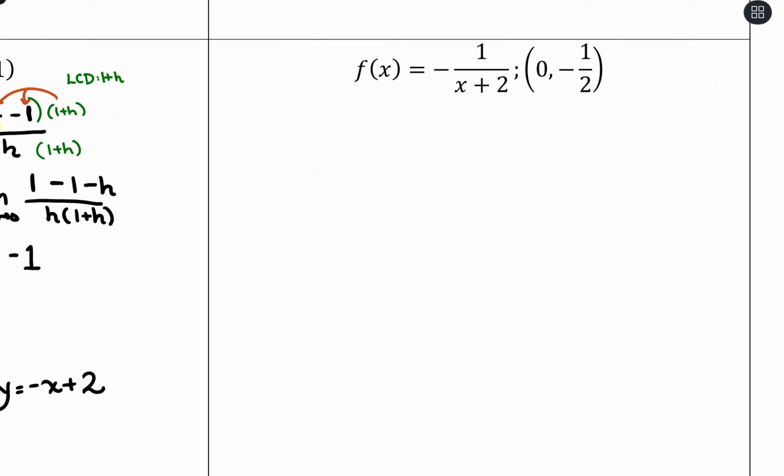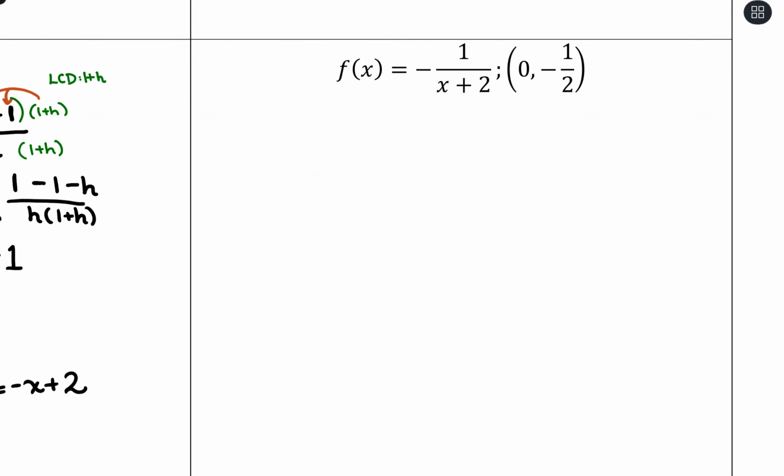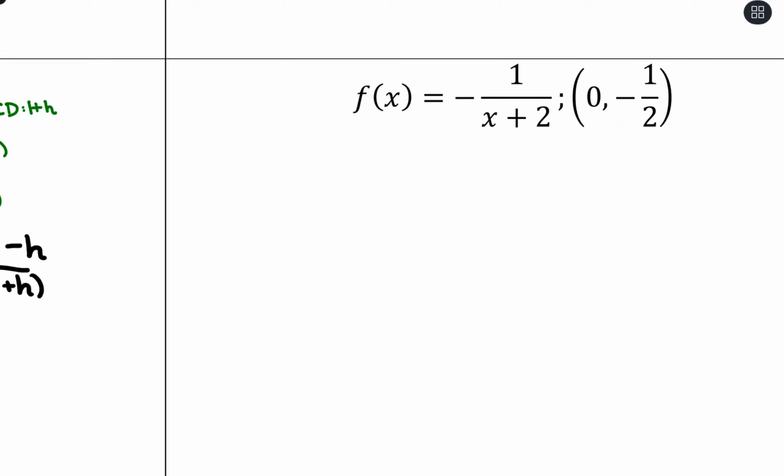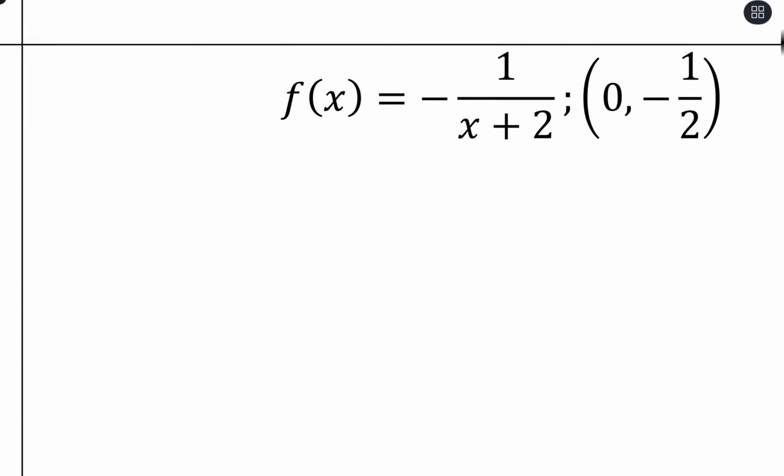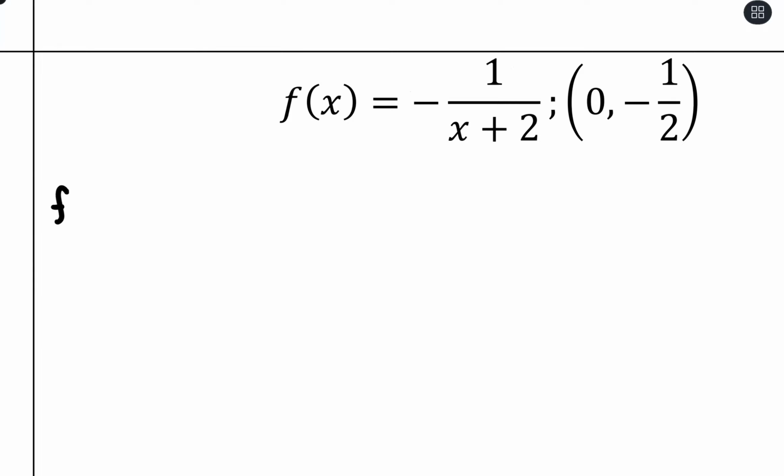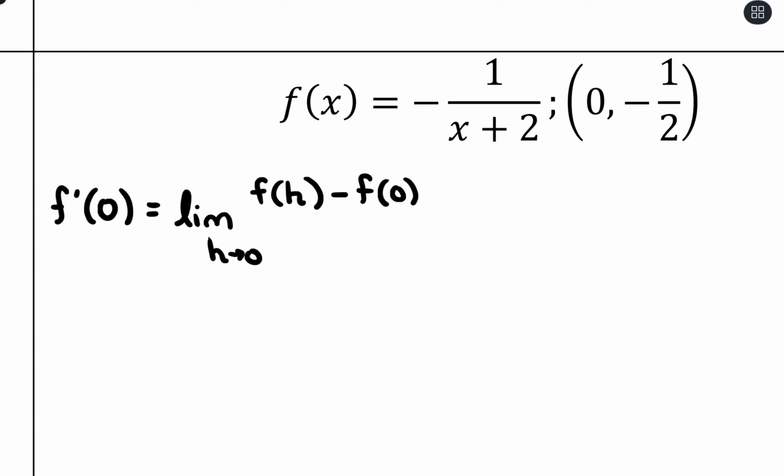Let's get even a little more complicated here for some good review of our rational functions and how to deal with it with our limit definition of our derivative. All right, so we're looking at f prime of 0. So we're evaluating that limit as h approaches 0 of f of 0 plus h, which is really just f of h, minus f of 0 all over h.